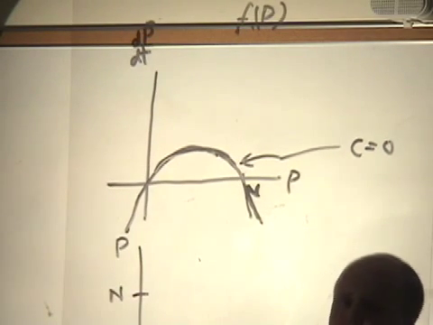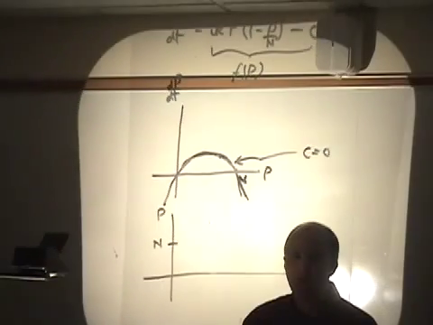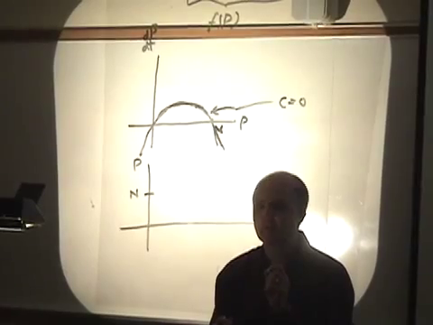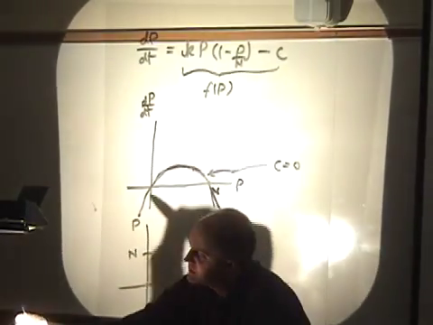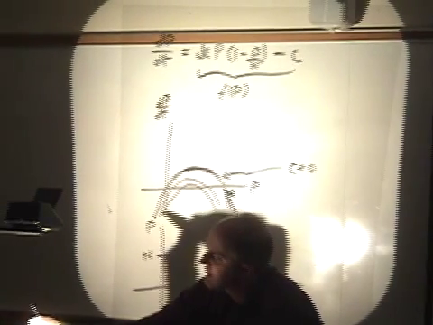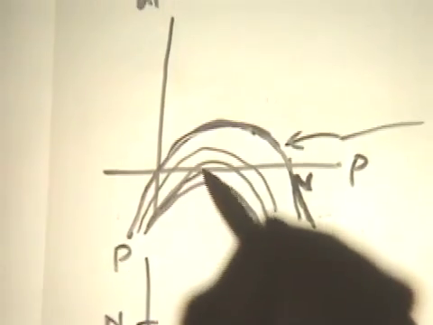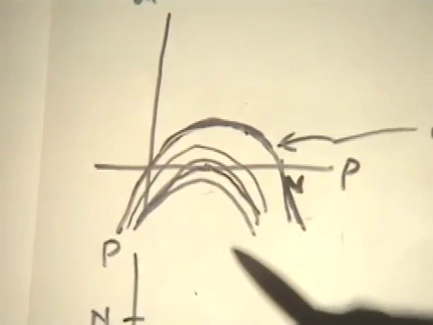What's most interesting, though, I know I'm running low on time, so let me just very quickly summarize what's going to happen. What's most interesting is trying to figure out what happens as c increases. As c increases, since I'm subtracting it, this graph is going to shift downwards. I'm not drawing this very well, but eventually there's going to be some value of c where this just barely touches the horizontal axis, and then for all bigger values of c, it's going to be below the axis.